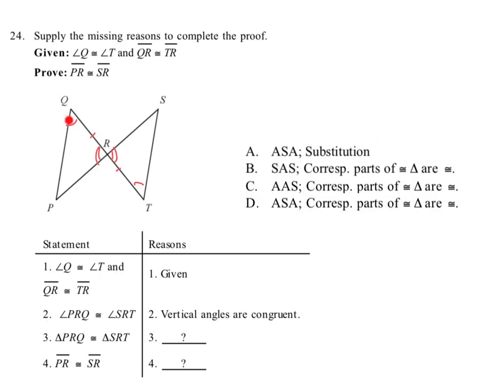How do they do that? They do that with angle, side, angle congruence. So angle, side, angle congruence is what they're identifying it as. So it's not going to be B or C.